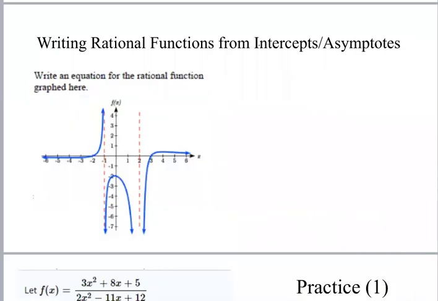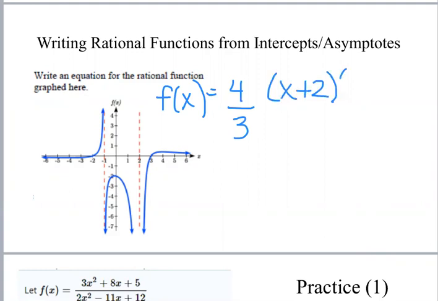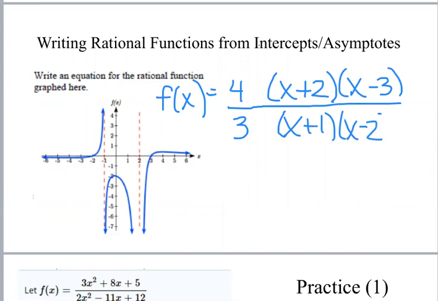So then finally, I put all that together and I get f of x equals 4/3. And then we write all of those different factors we already found, x plus 2, x minus 3, x plus 1, x minus 2 squared. And then we are done.